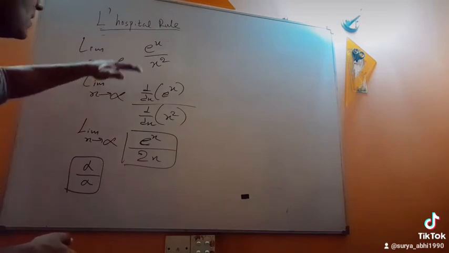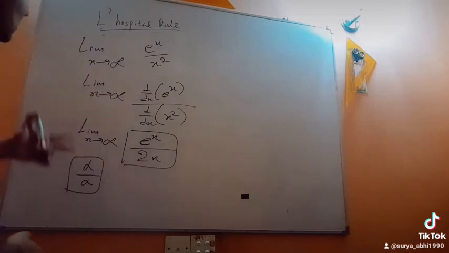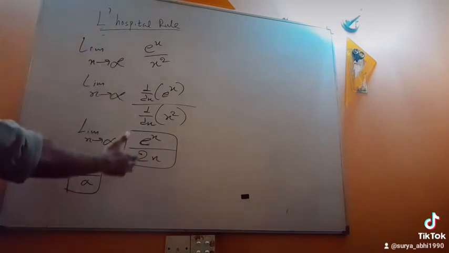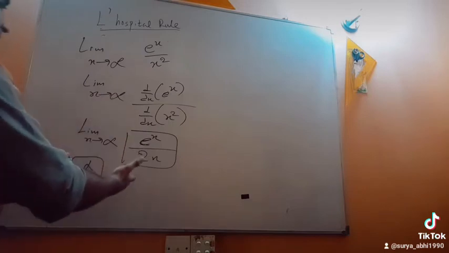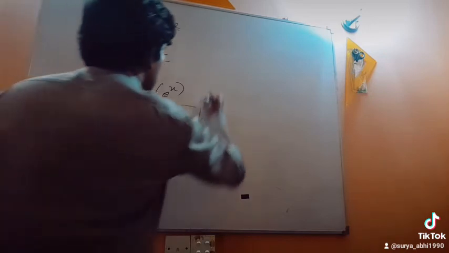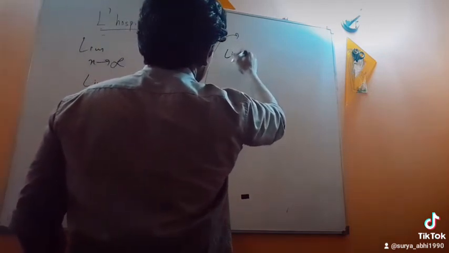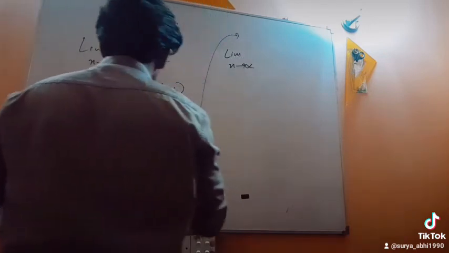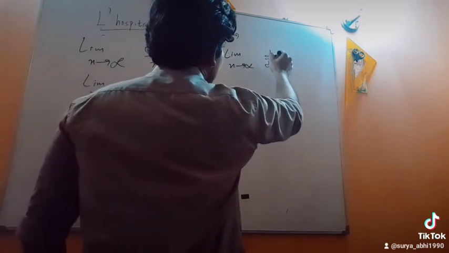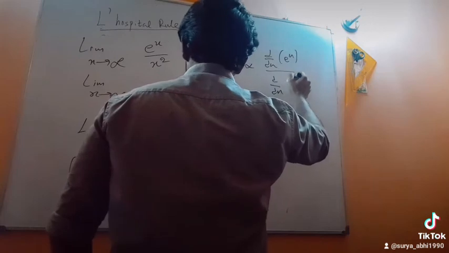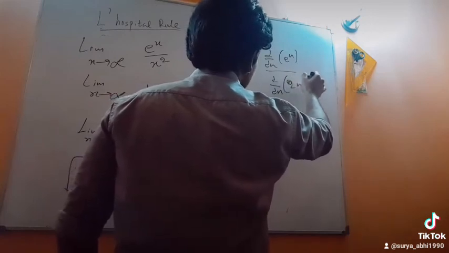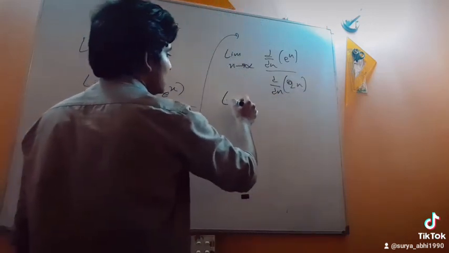First time you differentiated, then you tried to apply x tends to infinity, and again you got an indeterminate. So now you can differentiate this again. Limit x tends to infinity, again d by dx of e to the power x over d by dx of 2x, no problem. Now let's see what the answer is.